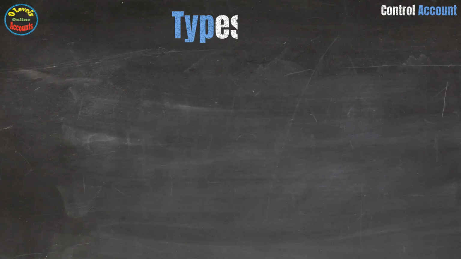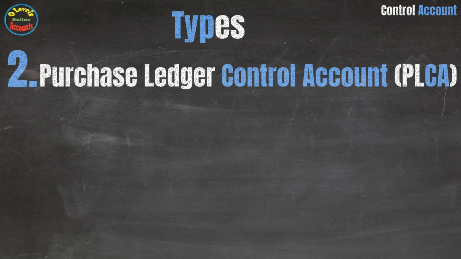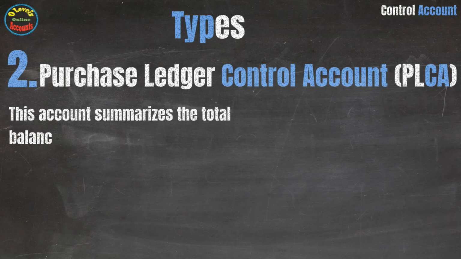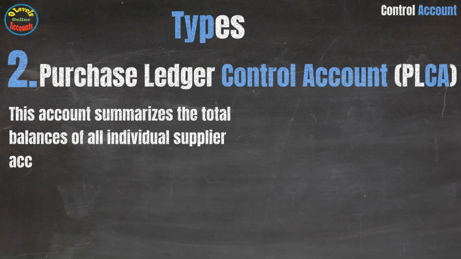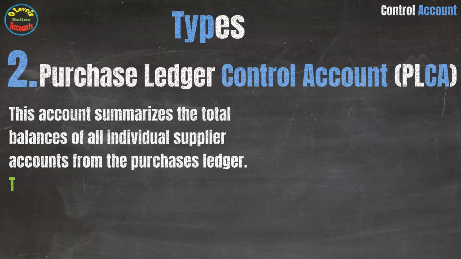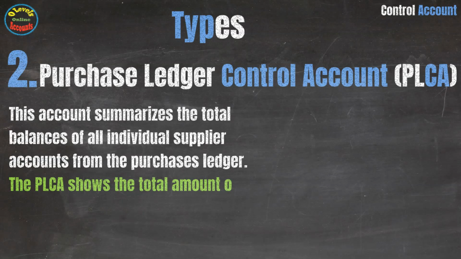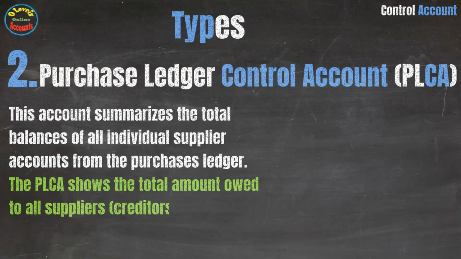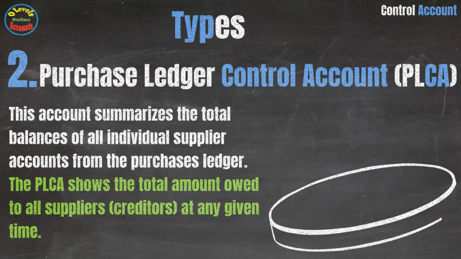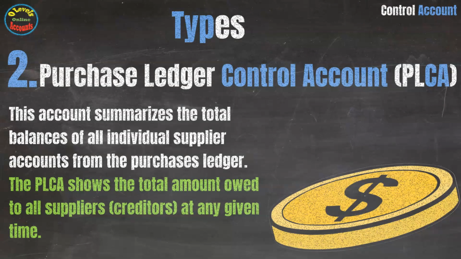The second type is Purchases Ledger Control Account, PLCA. This account summarizes the total balances of all individual supplier accounts from the purchases ledger. The PLCA shows the total amount owed to all suppliers or creditors at any given time. Let's check some practical examples.